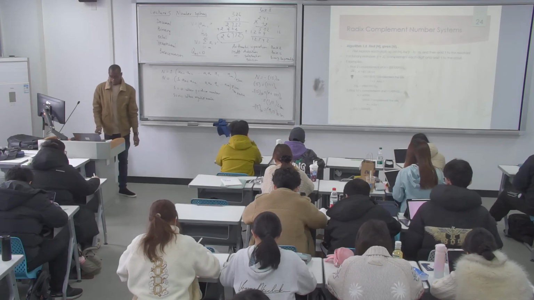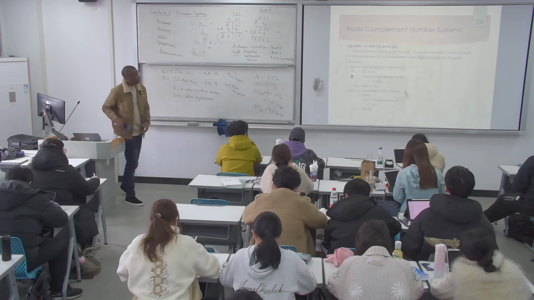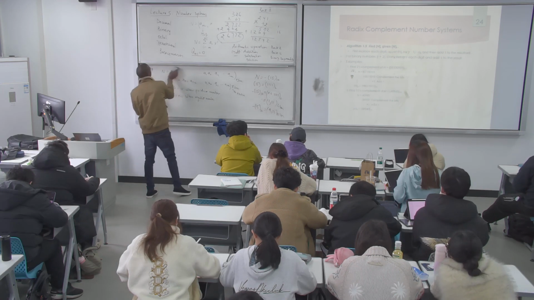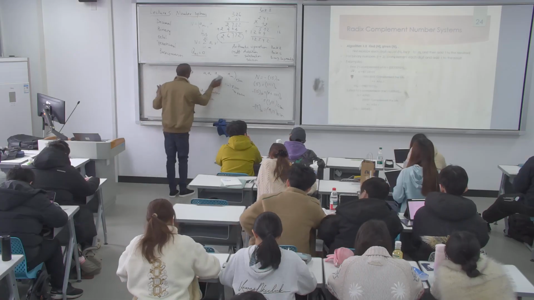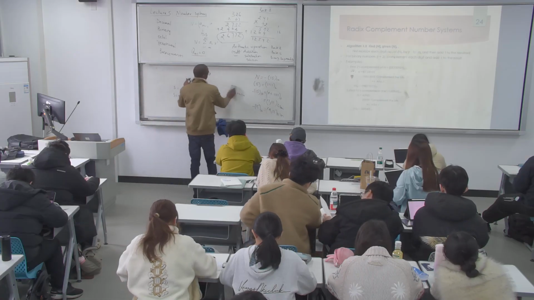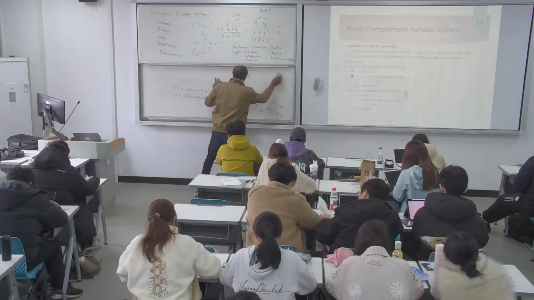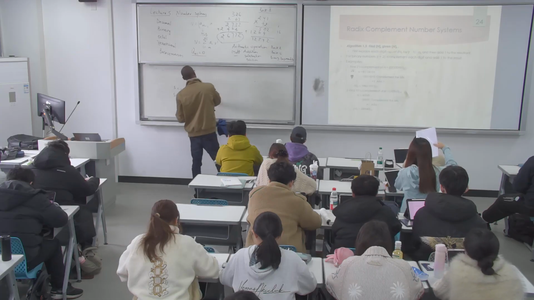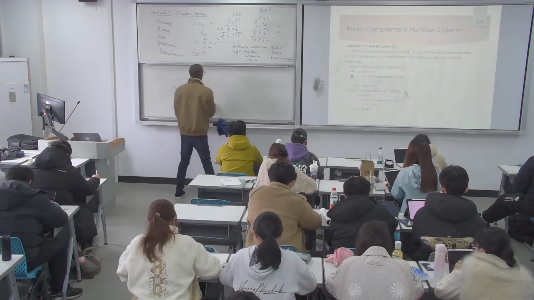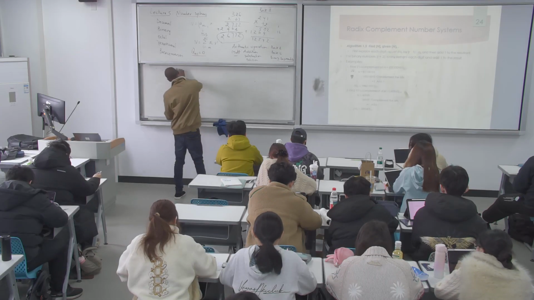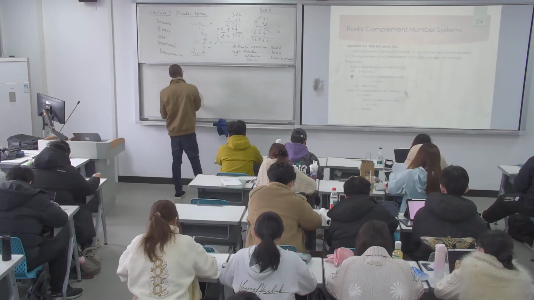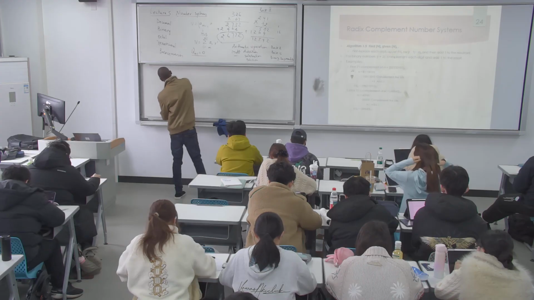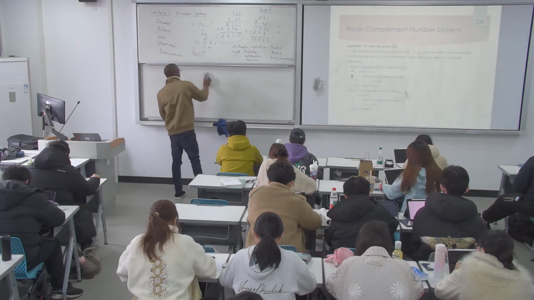Algorithm number 5. You need to find 2's complement. And it is very important in computer systems because it allows us to avoid subtraction. Instead of doing subtraction, we do addition, and this is going to help a lot.